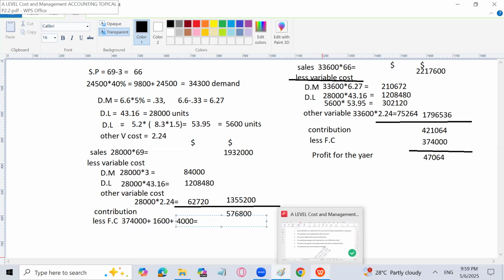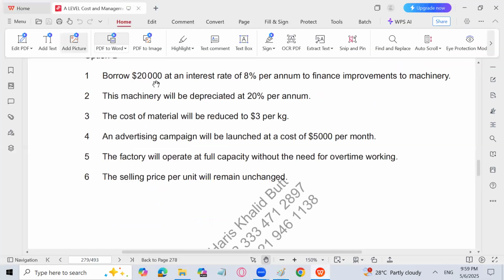Sir, I can't understand this. Let's see that. 20,000 into 8% becomes 1,600. That is the interest cost, because we take 8% per annum. We have to solve the question per annum. The machine will be depreciated at 20%. So 20,000 into 20%, 4,000 is the depreciation, which is again an increase in the fixed cost.